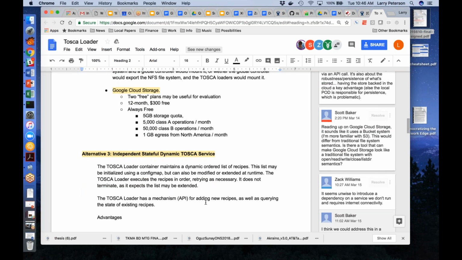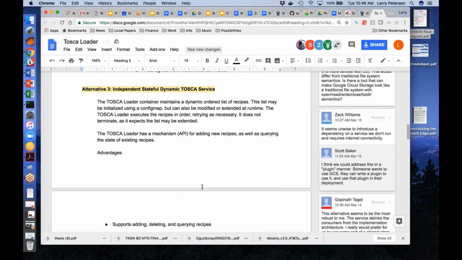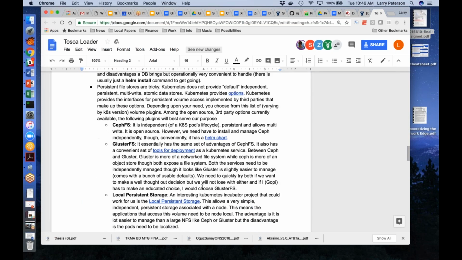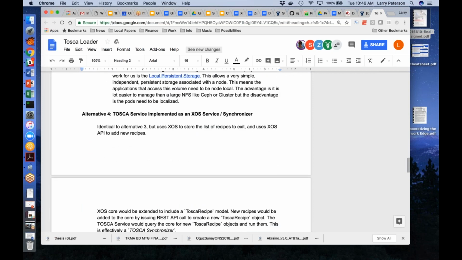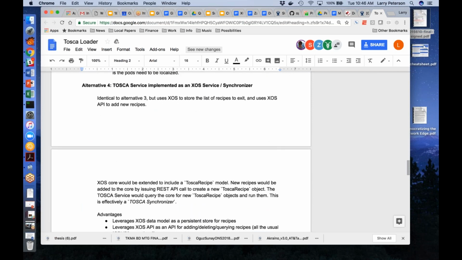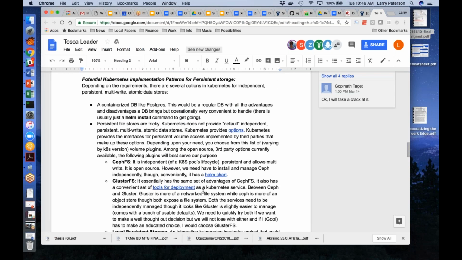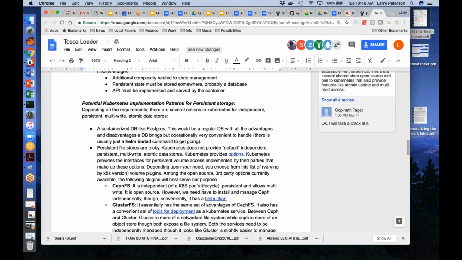Right. So with that bound on the objective, it's a fairly modest thing that it's doing, and maybe there's no other issue here. Yeah, so I think the key issue it came down to with these alternatives is where to store the state where the Tosca loader remembers what recipes it has run.